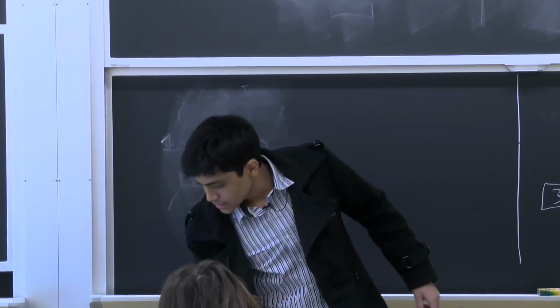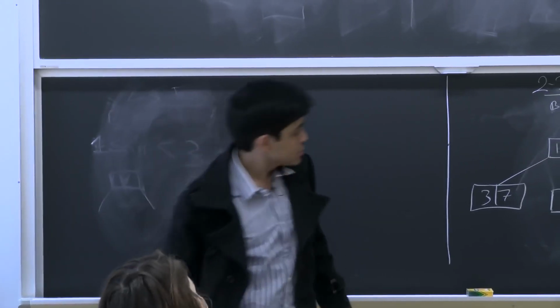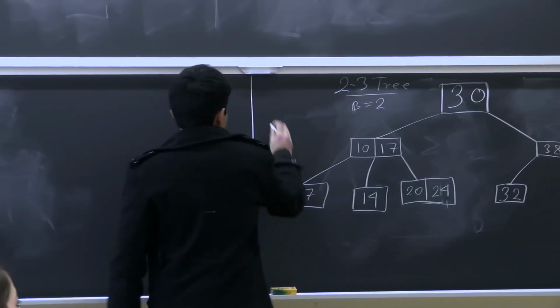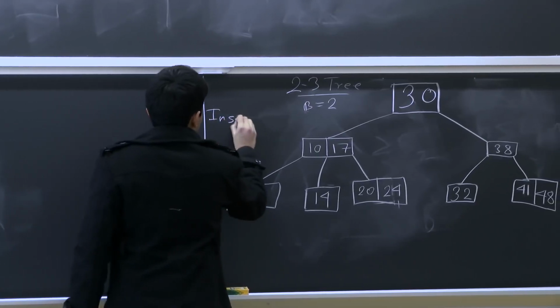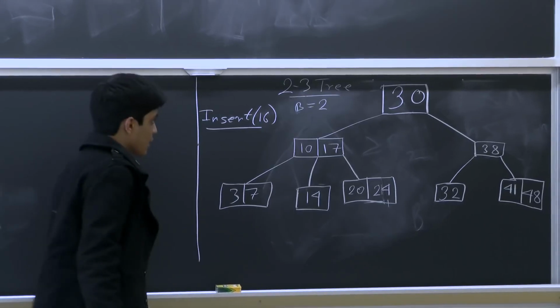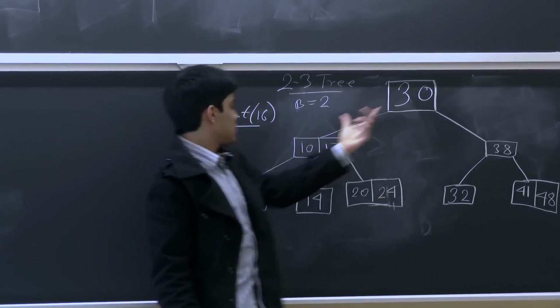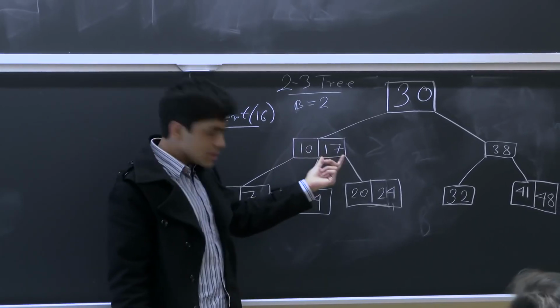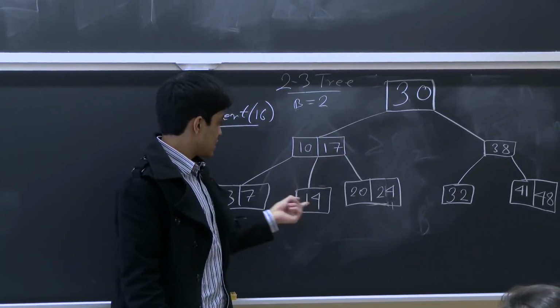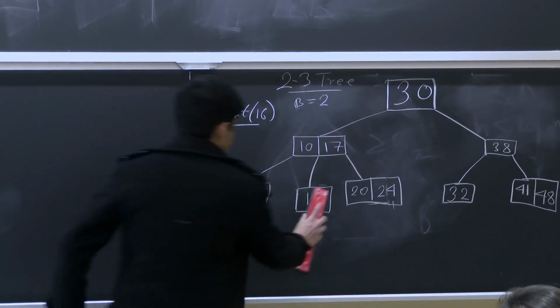But anyway, let's actually do an insertion in this tree we have here. We are going to insert 16. Okay, so 16 comes in here. It's less than 30, goes to the left. It's between 10 and 17, goes in the middle, and it's greater than 14. So we add 16 here.